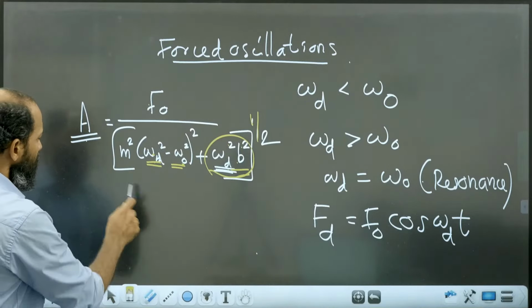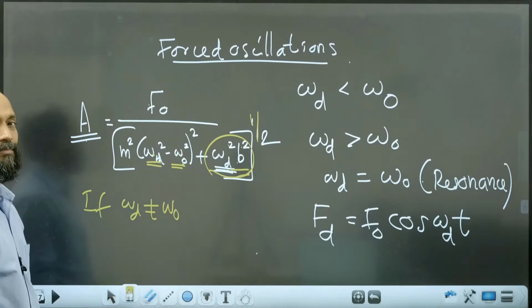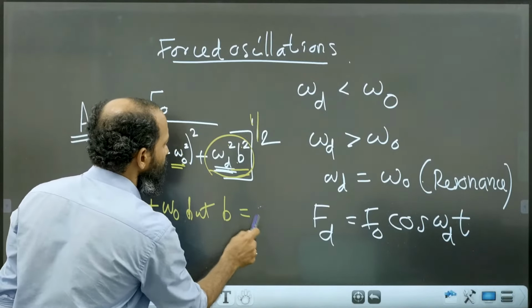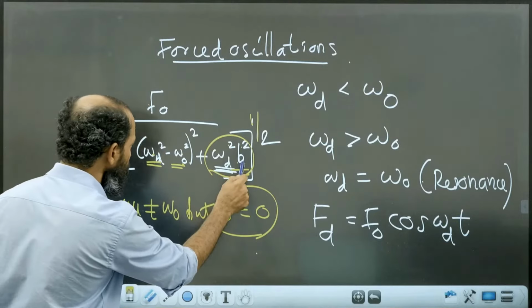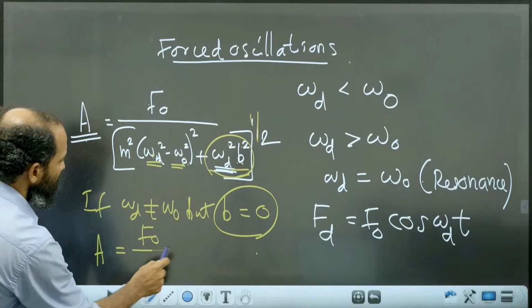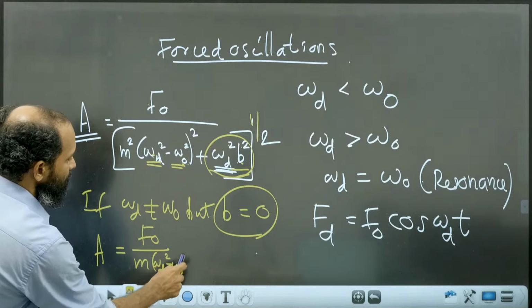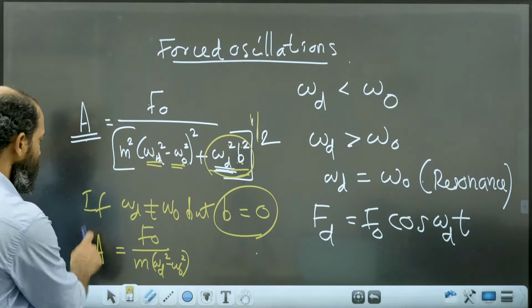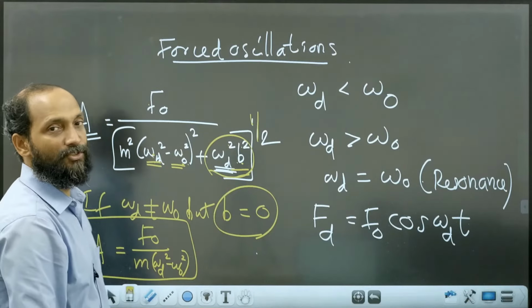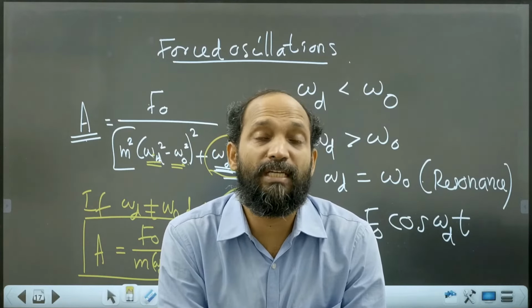That is, if omega d not equal to omega 0, the system does not resonate. But if b equal to 0, then what happens? If b is 0, but omega d not equal to omega 0, then also you can find out an amplitude, which is F0 divided by m into omega d square minus omega 0 square. And this is the amplitude not at resonance, but with damping coefficient equal to 0. And that's all about forced oscillations and resonance.